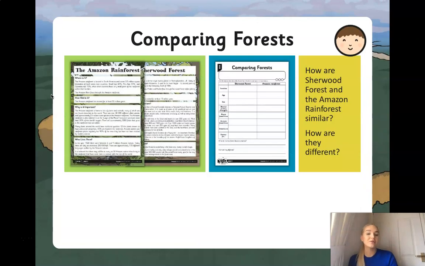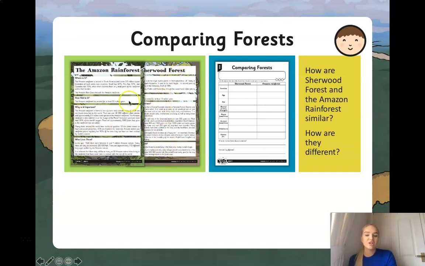Now what you're going to do today is I have attached in your resource 1 for this lesson an extract on the Amazon rainforest and an extract on the Sherwood Forest. You are going to read both extracts first, highlighting the important bits, and you can see a preview of what they look like here. So you've got a page on the Amazon rainforest talking about where it is, how old it is, why it's important and who lives there. Then you've got a page on the Sherwood Forest about the same things.